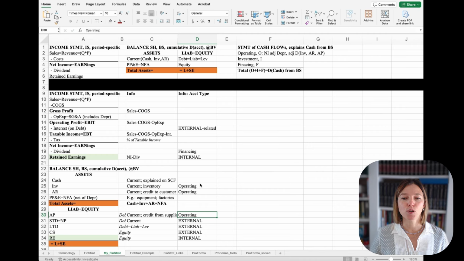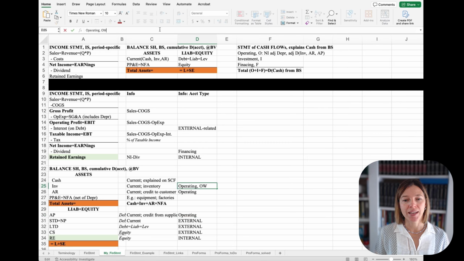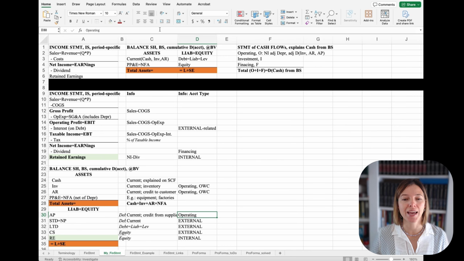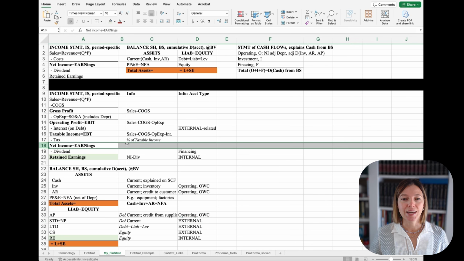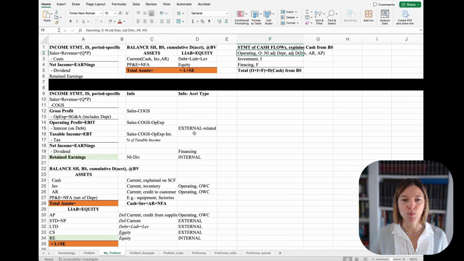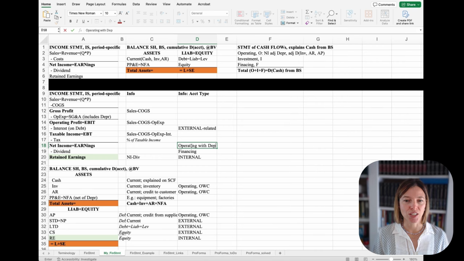These are also referred to as operating net working capital or operating working capital account. So I will go ahead and add that information there to operating working capital, OWC, operating working capital, or operating net working capital accounts. They are needed for day-to-day business operations. Of course, we see that net income is also an operating account, right? That's the first thing that's going to be accounted for. So you can say operating with depreciation adjustment.